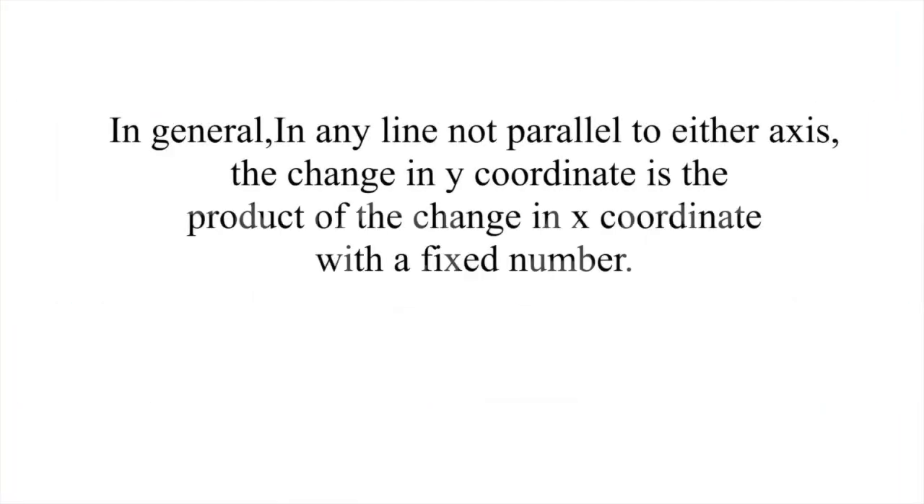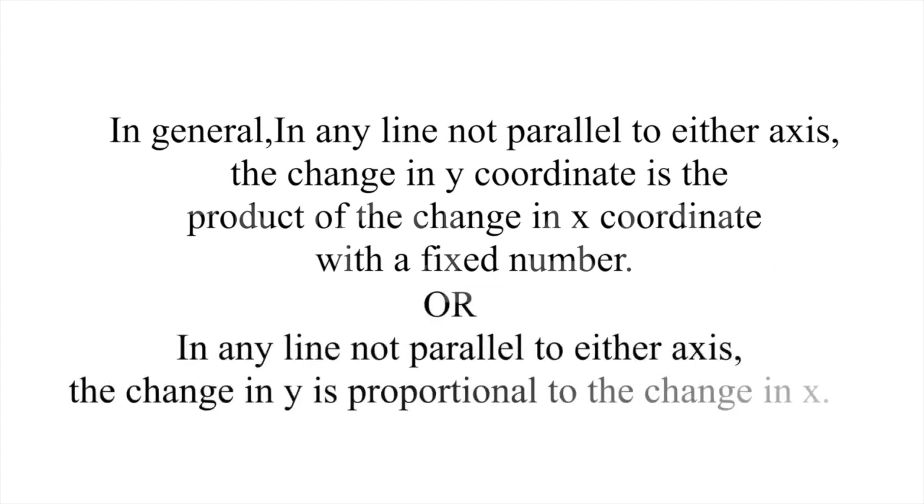In general, in any line not parallel to either axis, the change in y coordinate is the product of the change in x coordinate with a fixed number. Or it can be said, in any line not parallel to either axis, the change in y is proportional to the change in x.